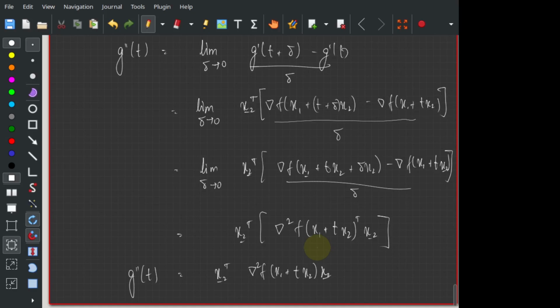Any questions? Both. It shows both directions. Yes.